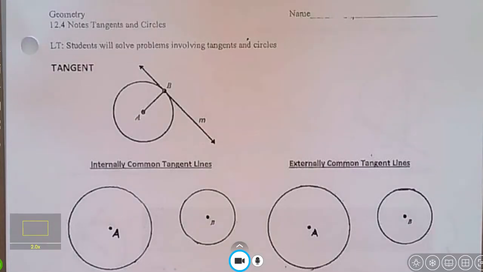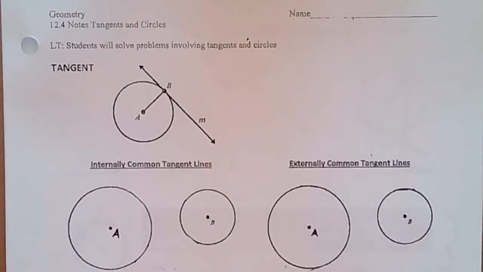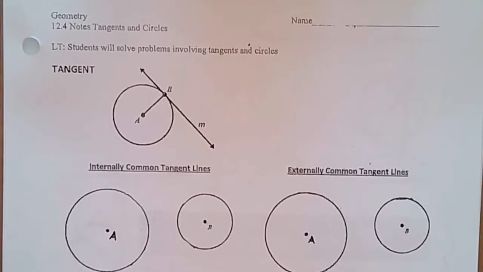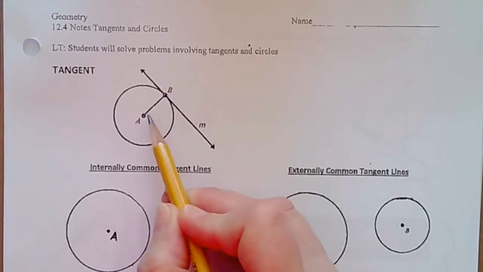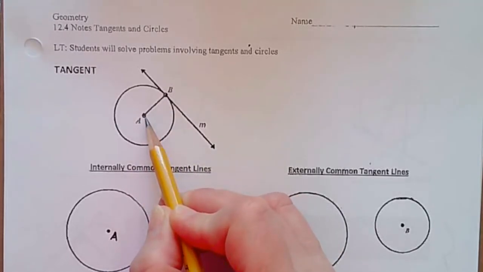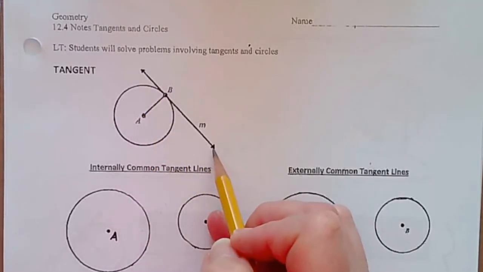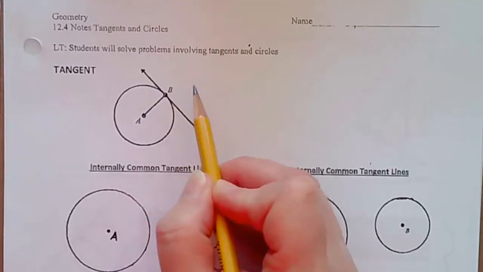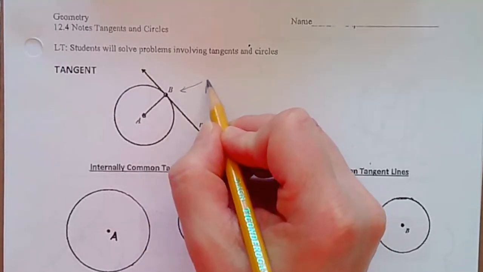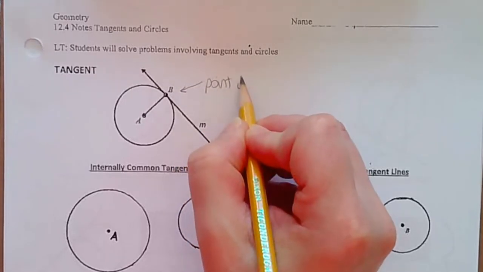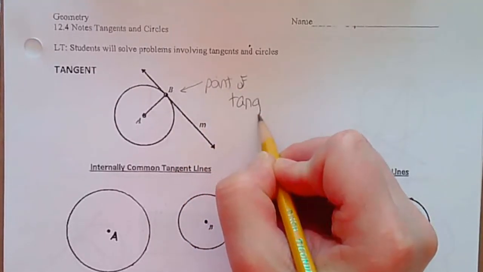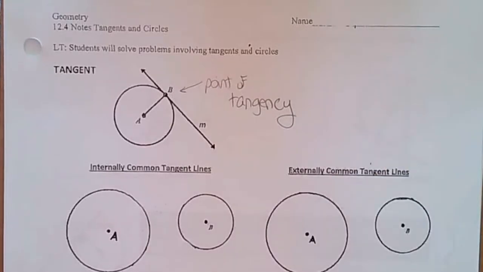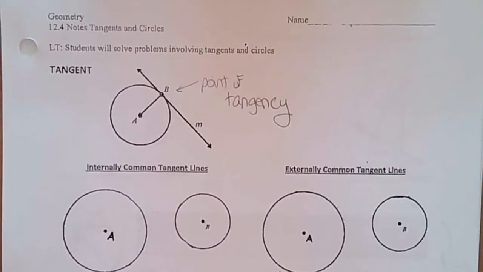Hi, so now we're going to talk about some more stuff with tangent lines. So here we have a circle, circle A. Remember, circles are named for their center. This is the tangent line, tangent at point B, and B we know is called the point of tangency. Okay, so there's your point of tangency.